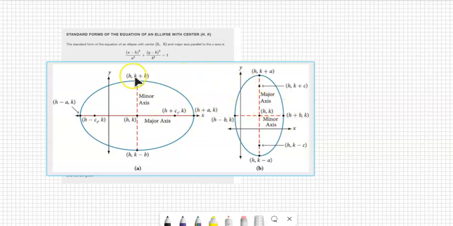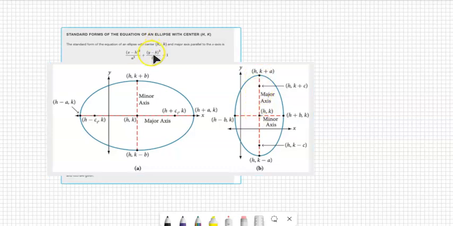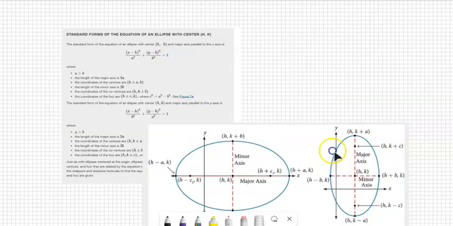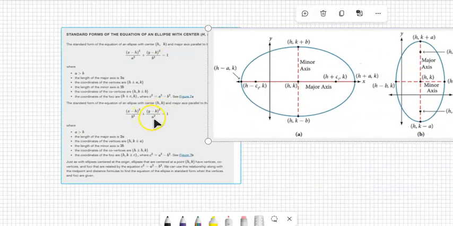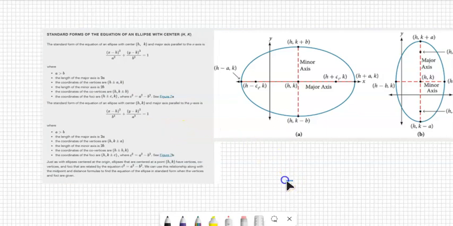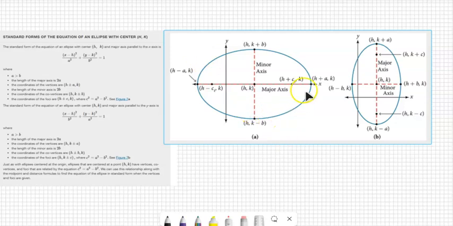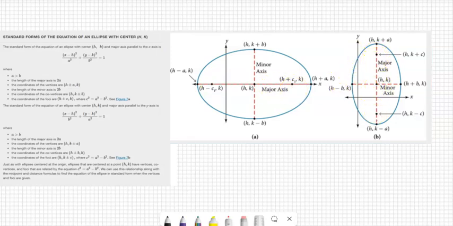Notice these are different sizes. In this case, the thing that's underneath the y is larger than the thing that's underneath the x. And in your book, they like to switch them, call the a the bigger one, which you can do if you like. A couple other pieces of definition here: the longest one is called the major axis, and the shorter one's called the minor axis.